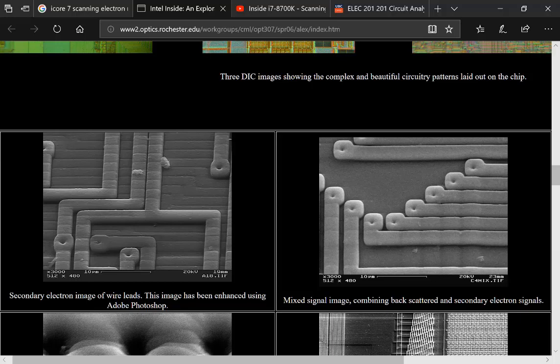How big is a micron, by the way? So a millimeter is 1,000 times smaller than a meter, right? What is the relationship between a micron and a millimeter? 1,000 times smaller. So a micron is 1,000 times smaller than a millimeter. So that's 1,000,000 times smaller than a meter.